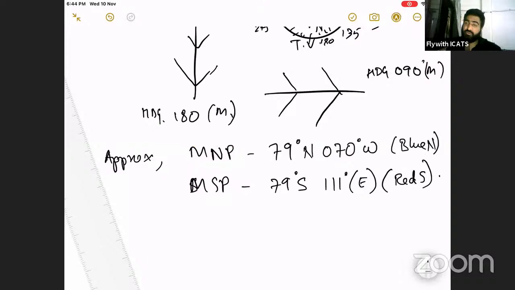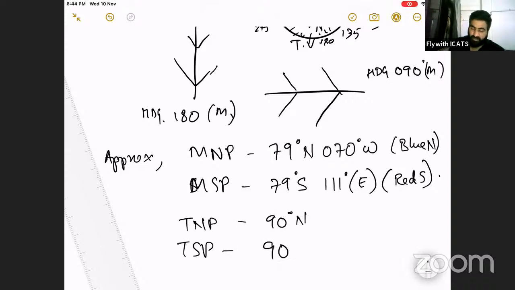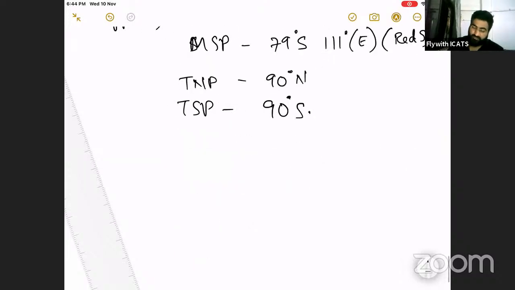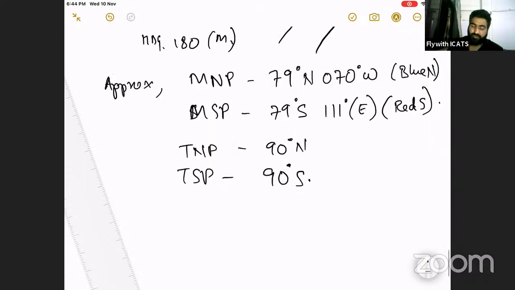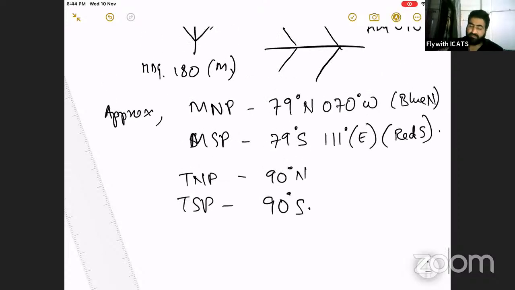Where will be a true north and where will be a true south? True north pole will be 90 degrees north and true south pole will be 90 degrees south all the time. What are 90 degrees north and south? We will discuss this when we talk about Earth and graticule and everything, but remember these points.